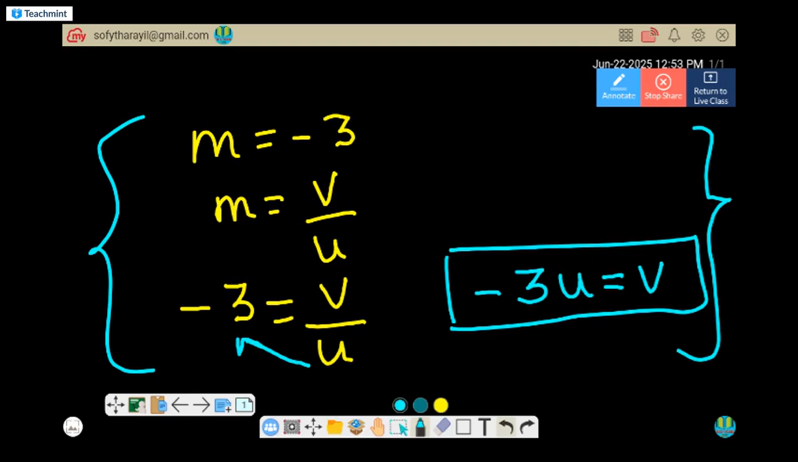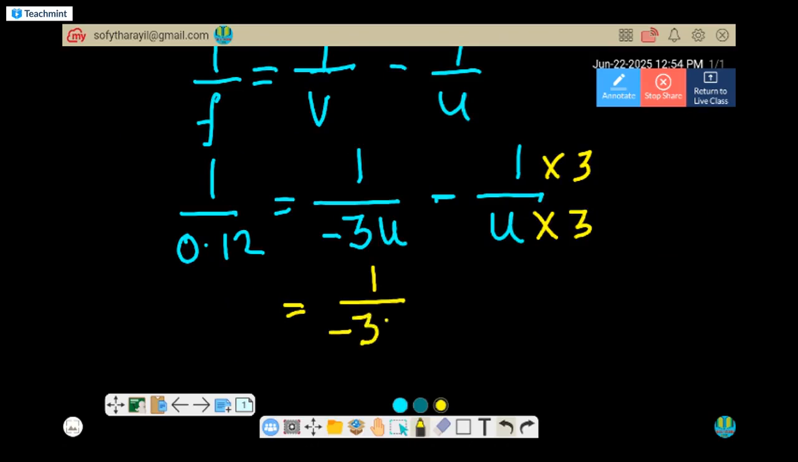Now we will use it in the lens formula. It's 1 by f is 1 by v minus 1 by u. F value is known to us, positive 0.12. V, instead of v, what are we going to write? Minus 3u. And this is minus 1 by u. Of course the LCM concept, for that I'll multiply this term by 3 to get the denominator same. That's going to be minus 3u minus 3 upon 3u. So now the denominators are same.